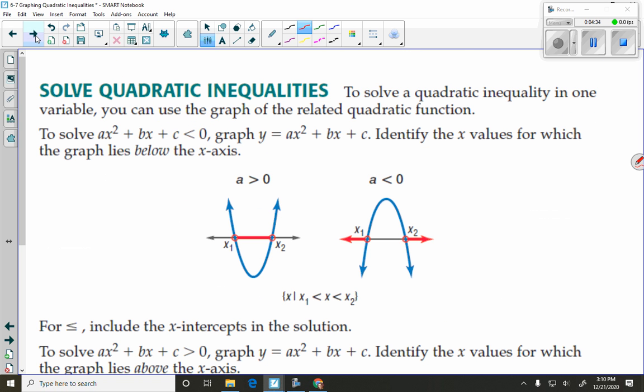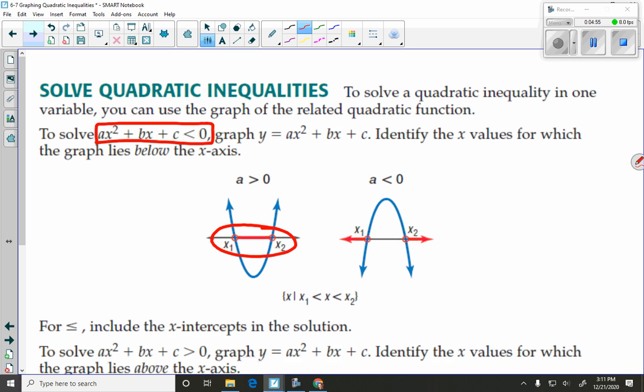Okay, what happens if it's not two-dimensional? In other words, what if there's no y? What if I have ax squared plus bx plus c, and it's not less than y, but it's less than 0? Well, if you graph it and solve by graphing, you'll still get it, but your answer is only going to be on this one dimension.